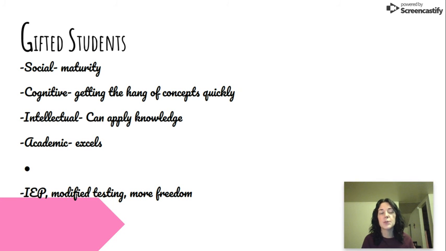Gifted students socially will find that they are too mature for many of their classmates. They might see people as childish, and this can be a bit of a struggle. These students might be loners as well, maybe even a bit of a know-it-all in some cases. Cognitively, though, these students will get the hang of concepts very quickly. That's what makes them gifted.